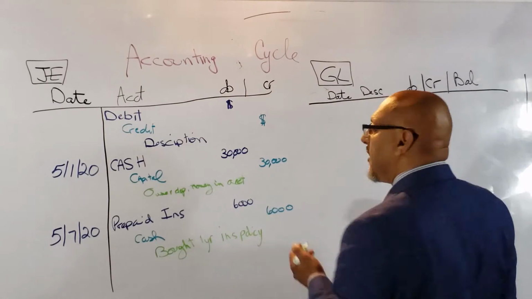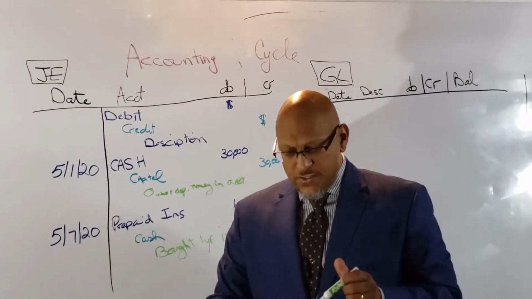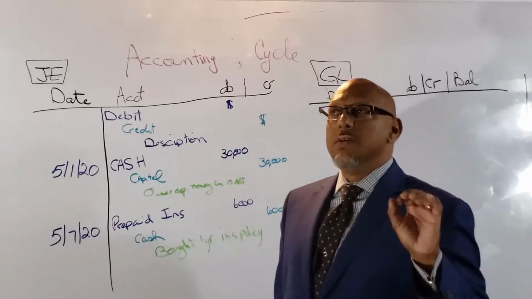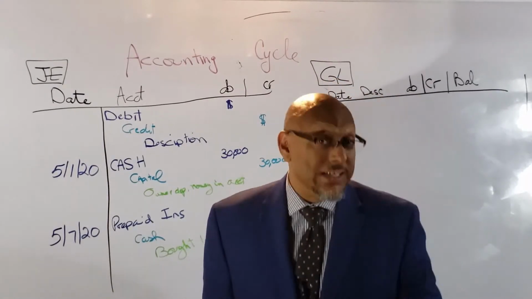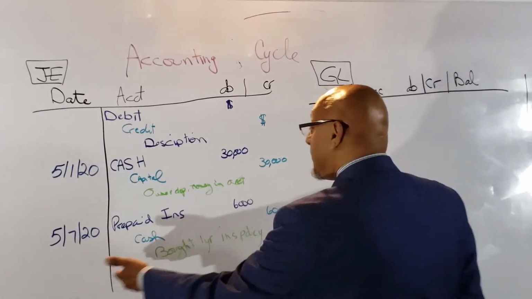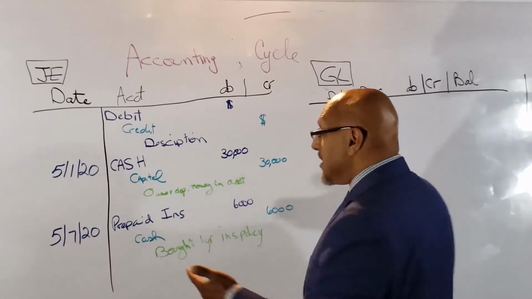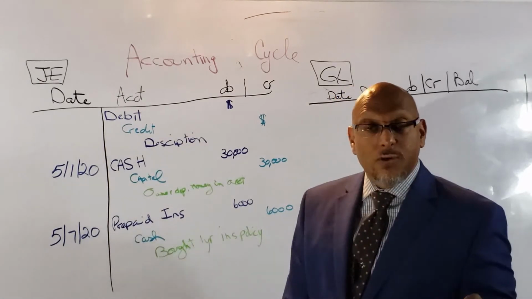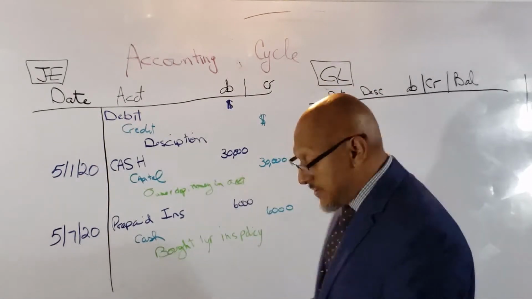That would be just enough. You don't have a lot of room, so abbreviate as much as you can, but you don't want to lose the understandability of your transaction by abbreviating too much. This is sufficient. It says bought 1 year INS. INS is a short form or abbreviation for insurance.